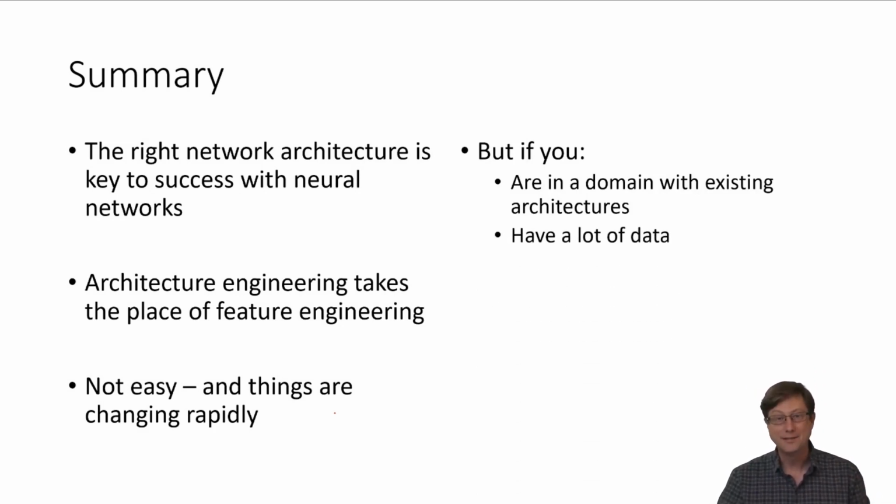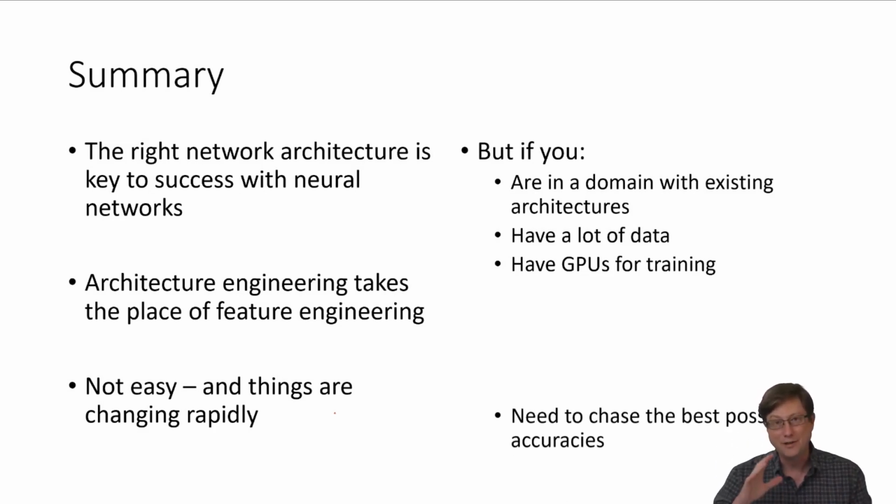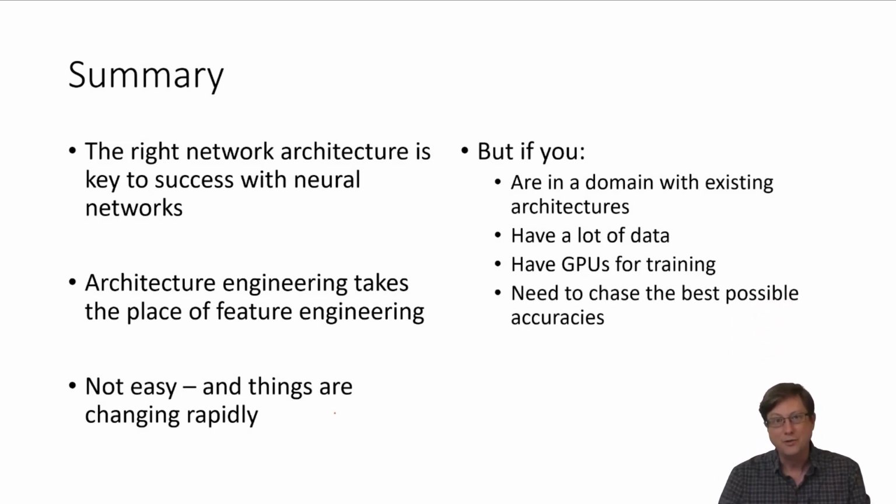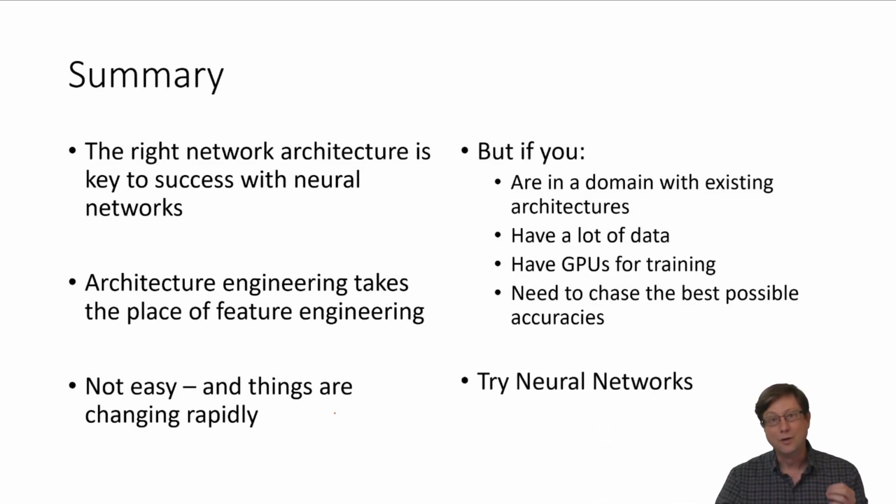Okay, but if you are in a domain with an existing architecture, if you have a lot of data, millions of data points, something in that ballpark, if you have a GPU or many GPUs for training, and you want to figure out how to move things between them, and you need the best possible accuracy, you have a domain where that extra 98.4% to 98.8% really matters, like ad targeting, a small conversion rate change multiplied by all the ads that you have. It could be worth a lot of money, and there's plenty of domains that have that property. But if you really need to chase accuracy, try neural networks.